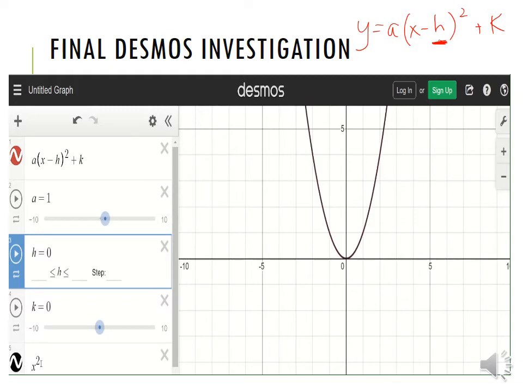And then down here we also have our normal x squared. So this is the standard. This black one right here is the standard, and the one that's moving is going to be the red one. So let's hit play and see what happens.